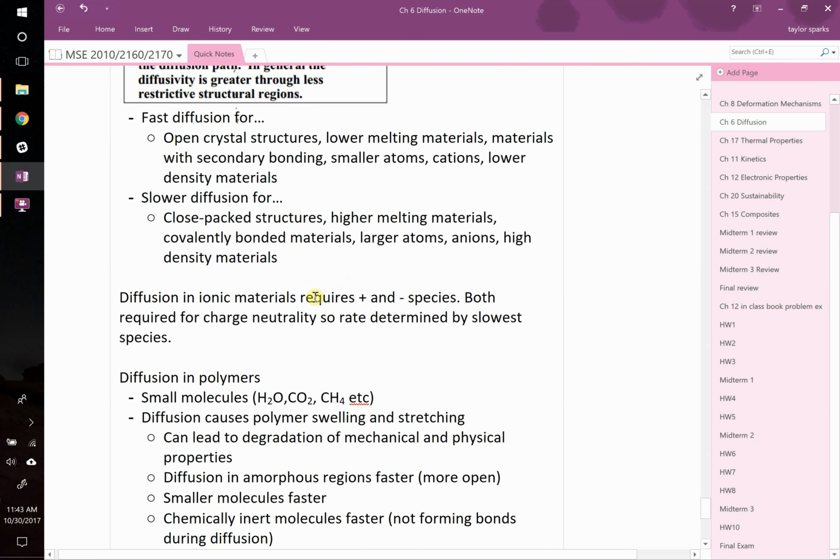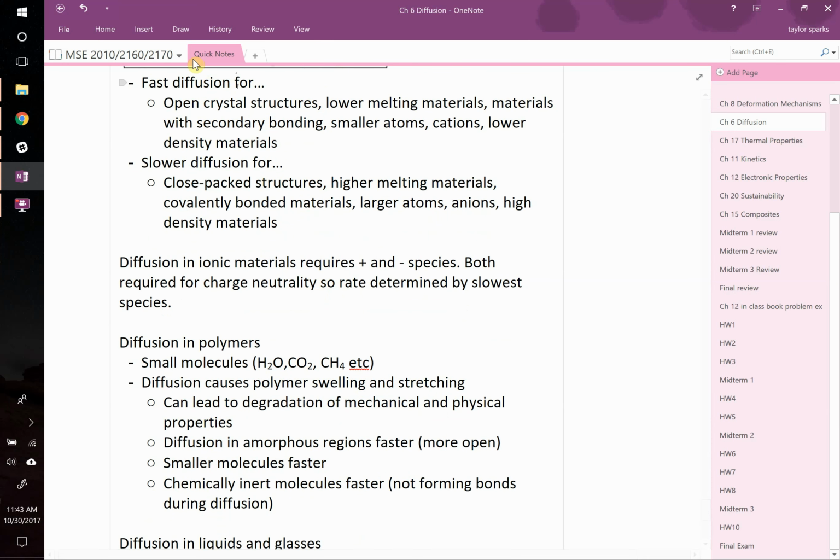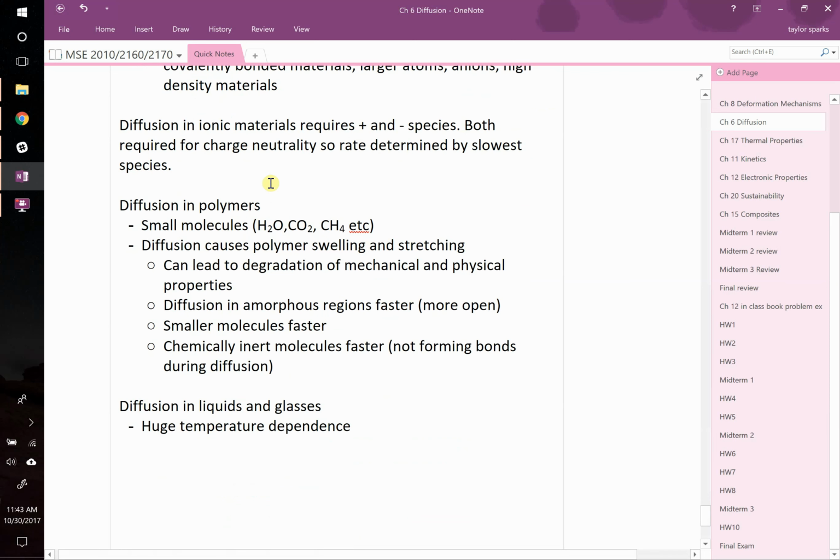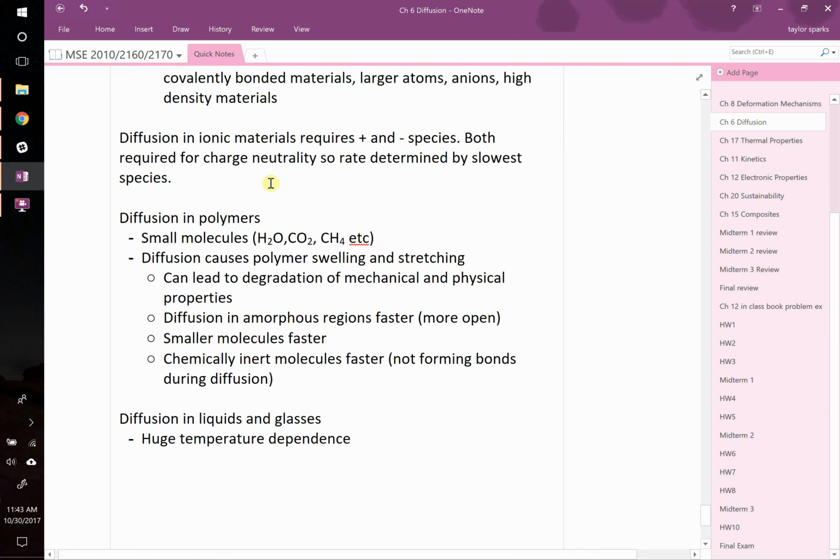And then the last thing we'll say: faster diffusion for open crystal structures, lower melting point materials, and secondary bonding. All these lead to faster diffusion, and slower diffusion for close packed structures, higher melting points, covalent bonding, big atoms, ions, and more dense materials, right? And we'll cover diffusion in liquids and gases at the start of next class period.